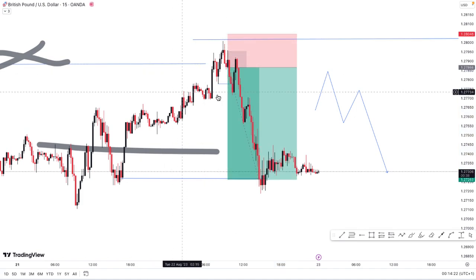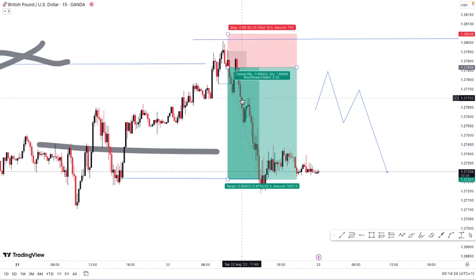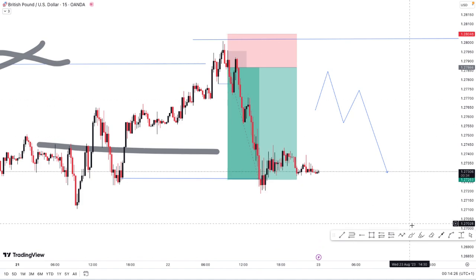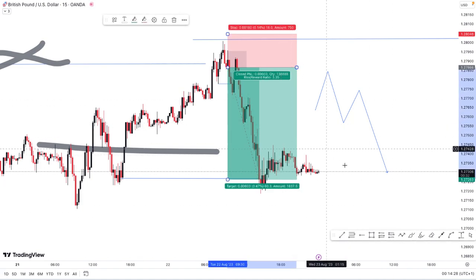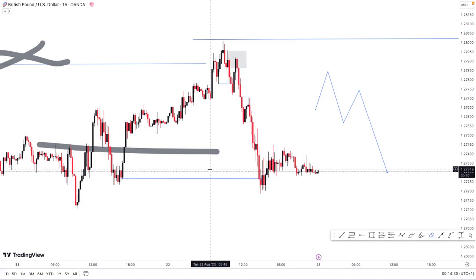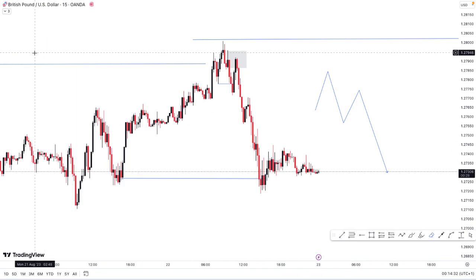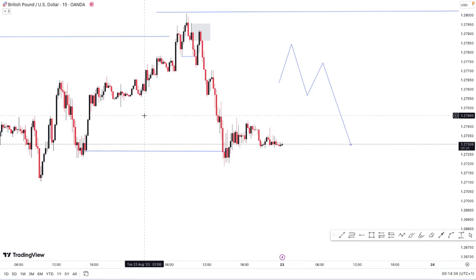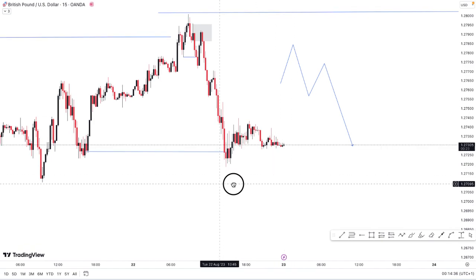Stop loss was here, and we had a 1:3.5 risk reward on that one. So this is how we keep up with GU. You can use the same analysis and trade other currency pairs in the forex market. So this is the 15 minute.